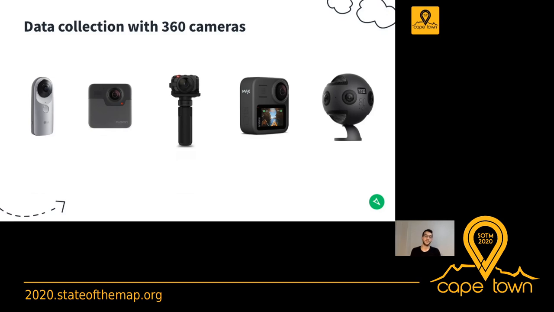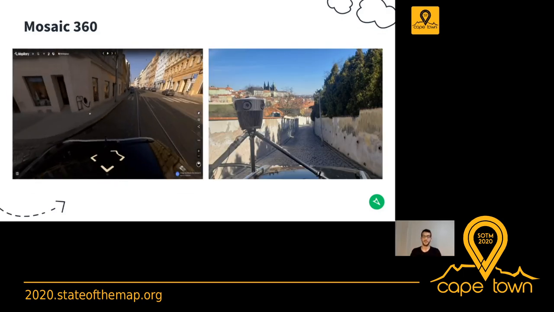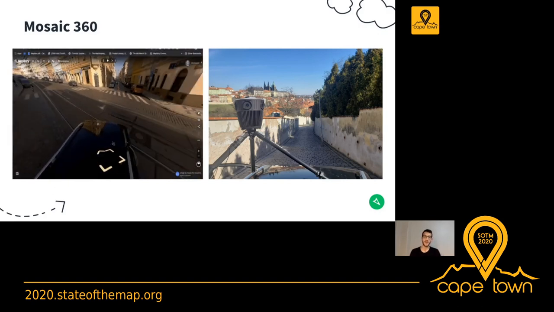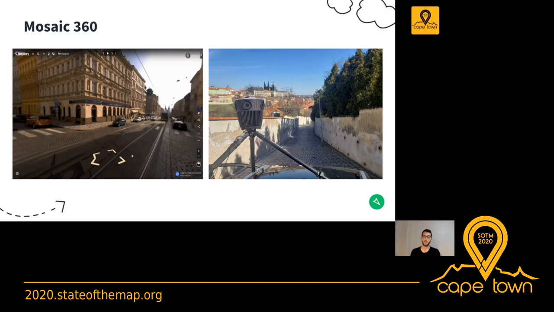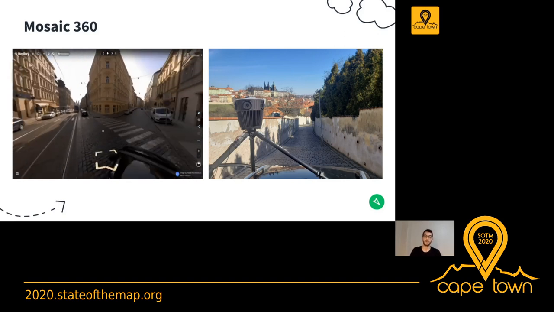360 street level imagery provides a more comprehensive understanding of the map space and more accurate machine generated map data for the OpenStreetMap community. We're also testing the Mosaic 360 camera, which is dedicated to street view capture with real-time kinematic GPS. We already have some images from Prague, and I would like to invite you to take a look at the 360 coverage in Prague.